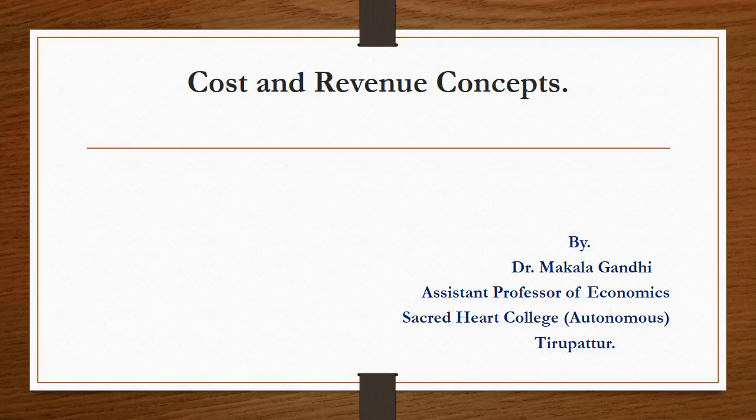Dear students, today I would like to teach you about cost and revenue concepts. Before moving to different types of costs and types of revenue, let us first learn the meaning of cost and revenue. What is meant by cost? Cost refers to the total expenditure incurred by a business in the production of goods and services. Then what about revenue? Revenue refers to the total income or earnings generated by a business from selling goods or services.